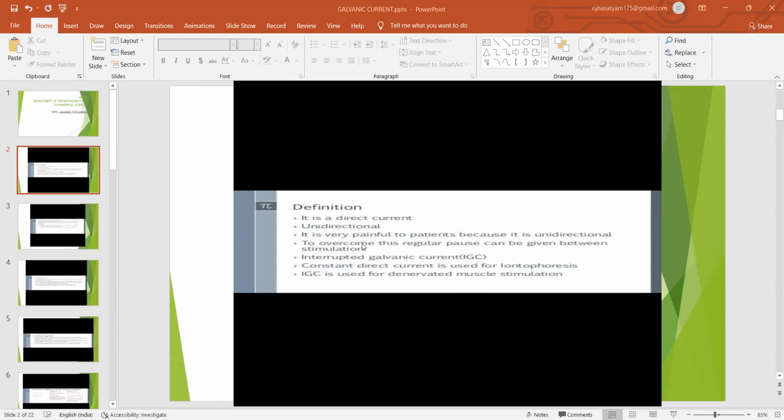Unidirectional. It is very painful to the patient because it is unidirectional. To overcome this, a regular pause can be given between stimulations. This is interrupted galvanic current, that means IGC. Constant direct current is used for iontophoresis. IGC, the interrupted galvanic current, is used for denervated muscle stimulation.